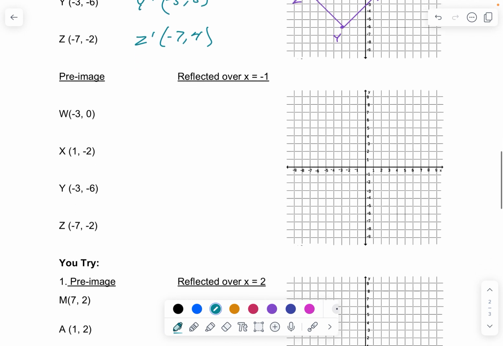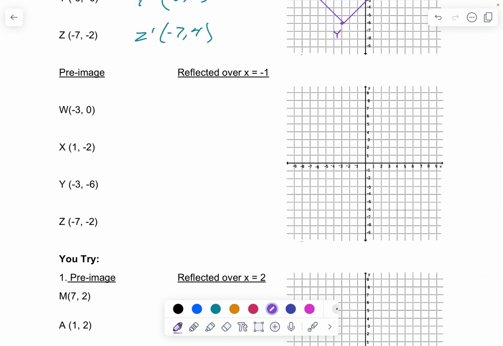All right, so we're going to have that same W, X, Y, Z. So here's my W, X, Y, and Z. And this time, we're going to reflect it over the line X equals -1. So here is X equals -1. This is X equals -1.